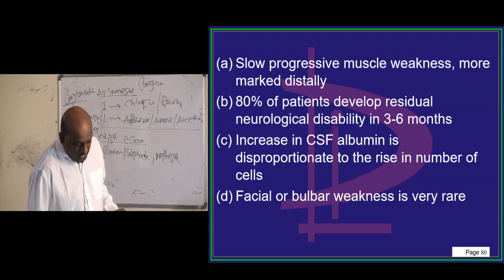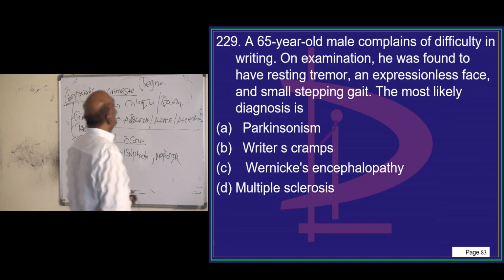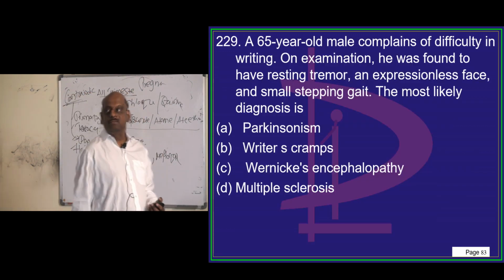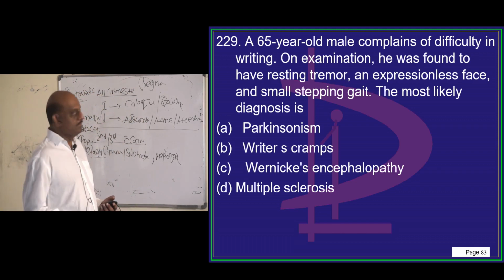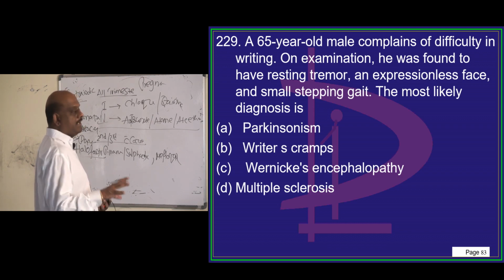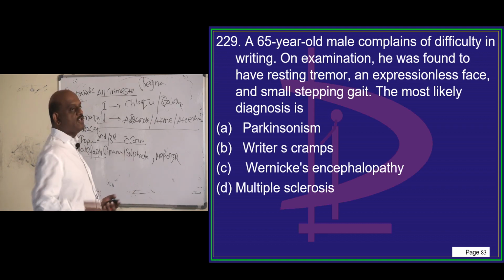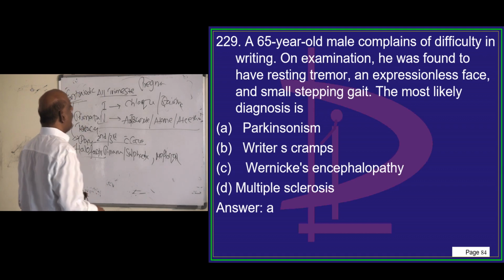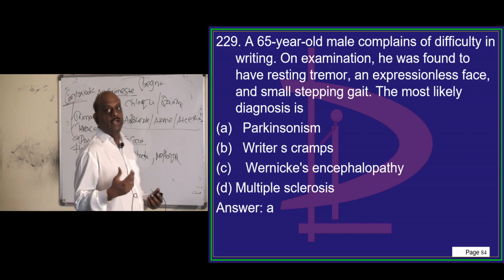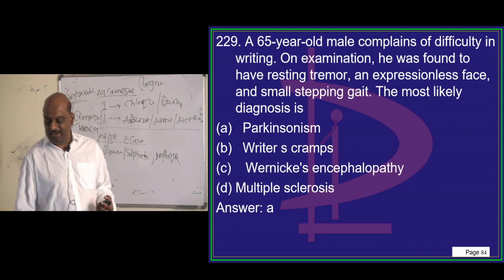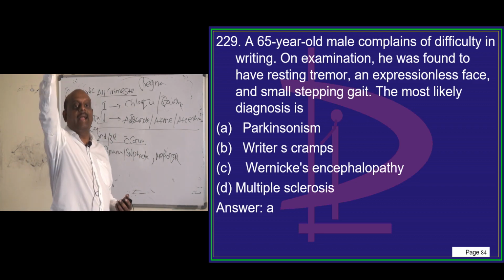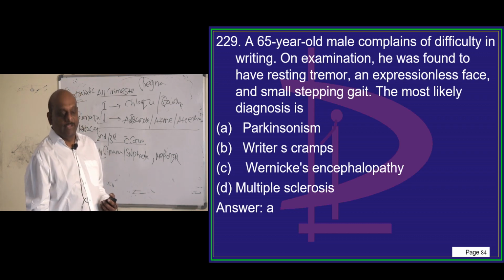Okay, doc. Now, a 65-year-old male complains of difficulty in writing. On examination, there is a resting tremor, expressionless face, small stepping gait. Then what is the most likely diagnosis? Parkinsonism is the most likely diagnosis. Rest tremor, rigidity, akinesia and tremor is what you have to remember.